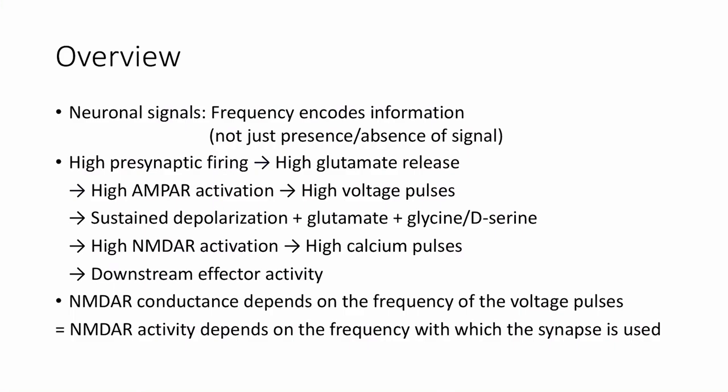The more frequent the NMDA receptor is activated, the higher the frequency of the pulses of calcium influx, and this, in turn, is ultimately encoded as the pulses of downstream effector activity. So, in this manner, NMDA receptor activity critically depends on the frequency with which the synapse is used.